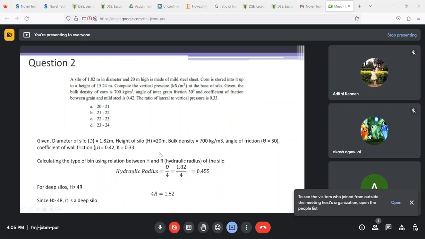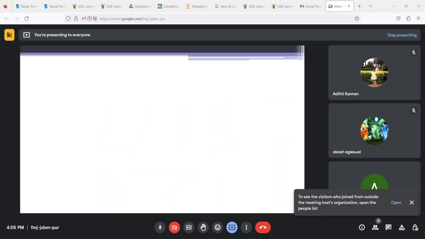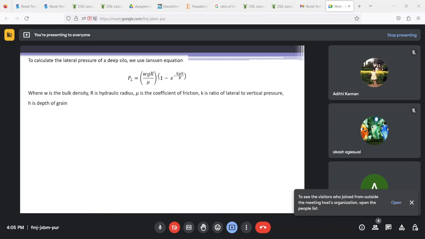Okay, so first we calculate the hydraulic radius, compare it with the height, and figure out what kind of a silo we are using. So in this case, we are looking at a deep silo. For a deep silo where you have friction effects coming in, between the grains and between the silo and the grains, and you're dealing with a deep silo, in all these three conditions, we will use a design equation known as Janssen equation.